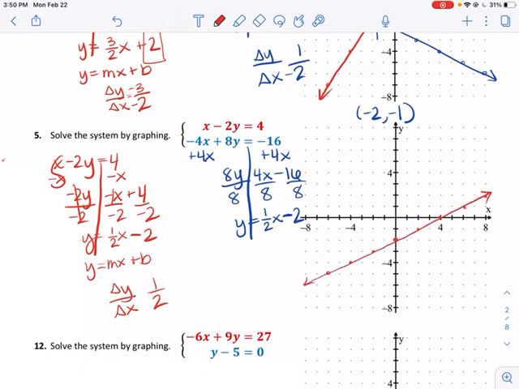Okay, let's look at my blue one. Okay, my y-intercept is negative 2. Well, that would be the point they intersect, but let's keep going. It goes up 1, right 2. Wait a minute. Those are the same line.